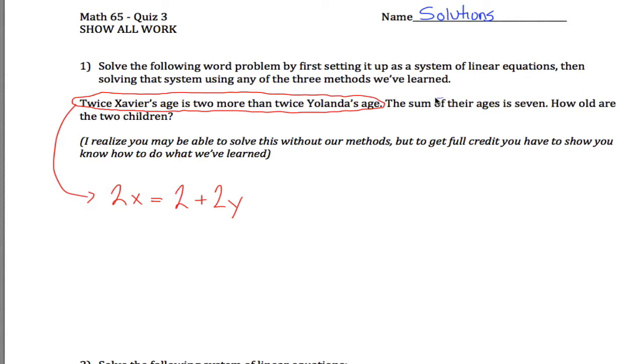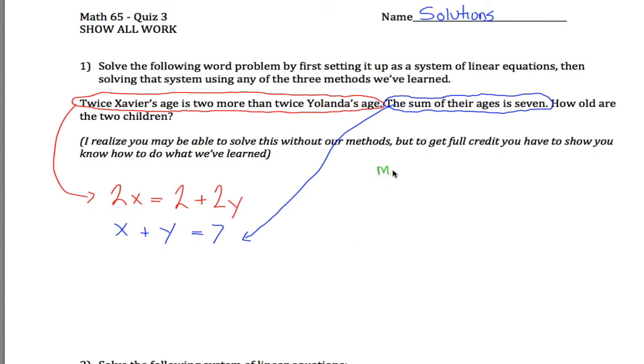The second sentence says the sum of their ages is 7. Key here is knowing that sum means add. So the sum of their ages, if one of the ages is x and the other age is y, I know that x plus y equals 7. So what I have here is a system of 2 linear equations that I need to solve.